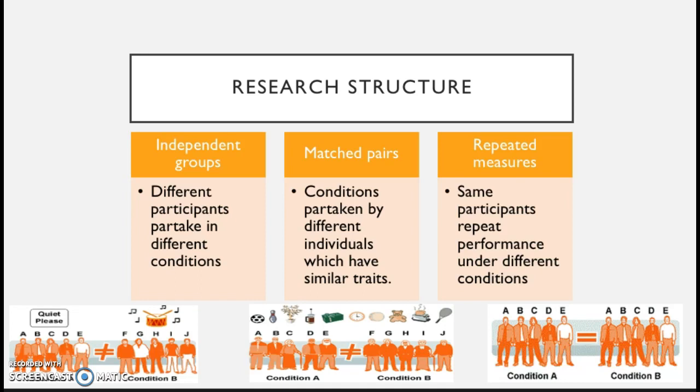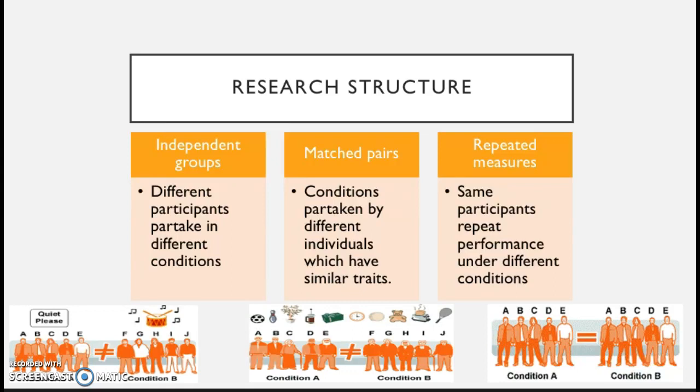To change this, there is matched pairs design, which is where in the conditions different individuals which have similar traits to one another participate in each condition. This means that the 2 conditions have similar sets of people, but still they're not the same people. Compared to this again, there's the repeated measures. So this is where the same participant partakes in the 2 different conditions.